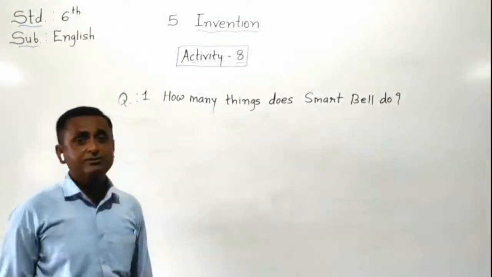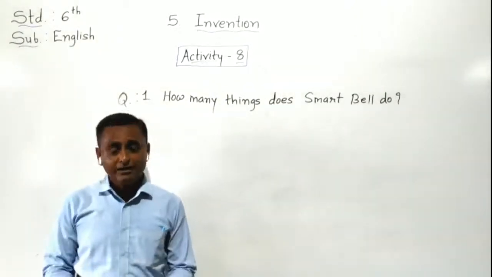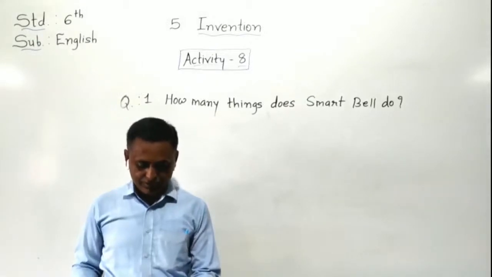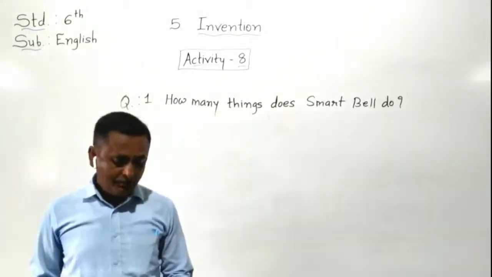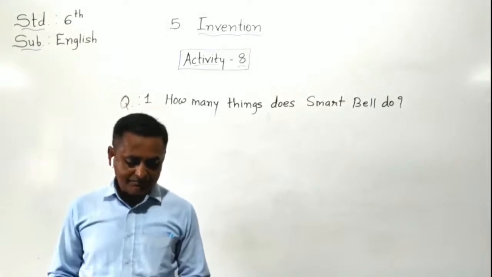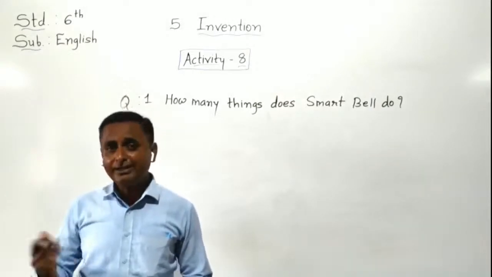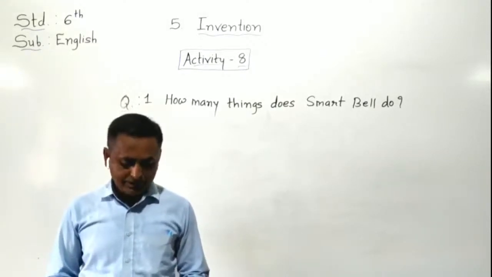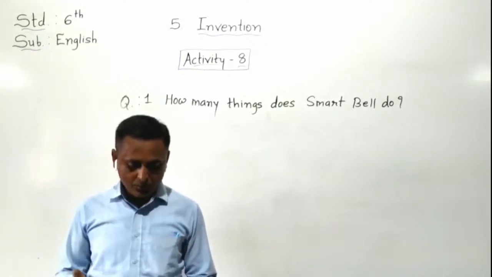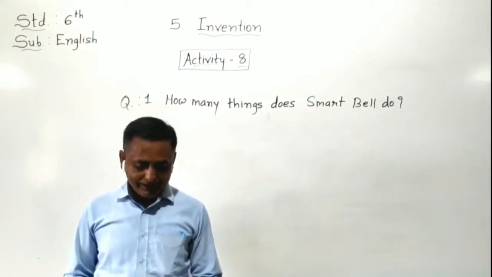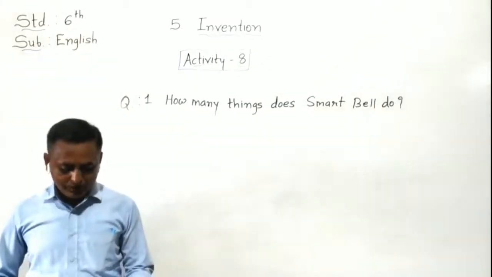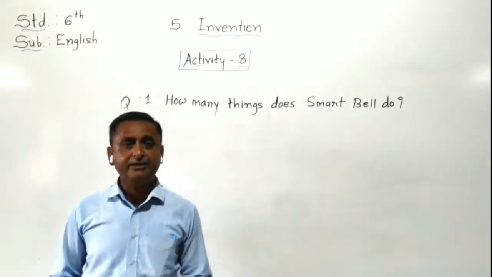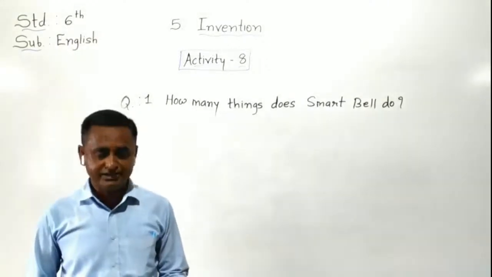Here our first question is answered. Now the next thing we have to do: I will read the next paragraph from the textbook. Just pay attention. Think about all the parts that a smart bell must have to work. How many parts do you think it needs? How would the parts be connected? Questions like that are asked here in activity number 8, and we just have to discuss them.